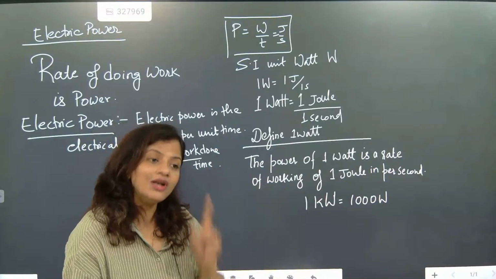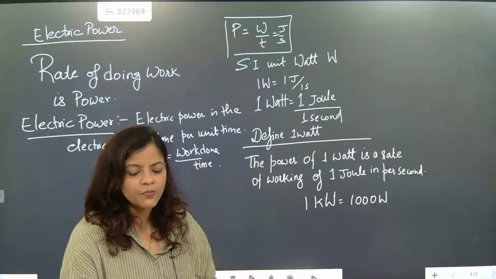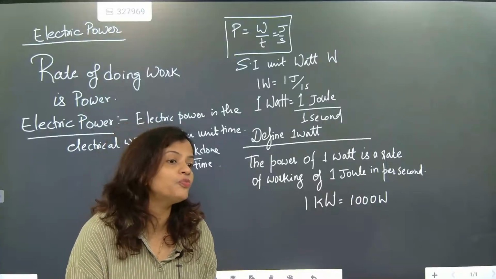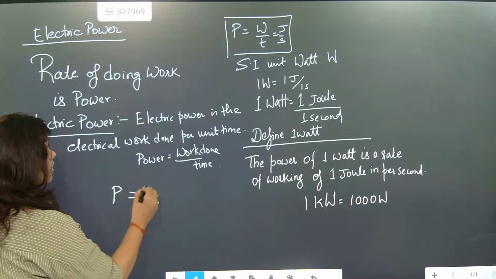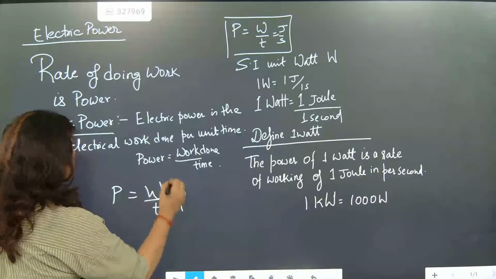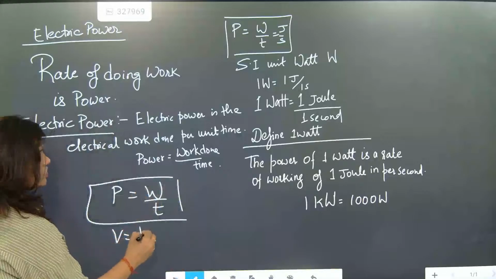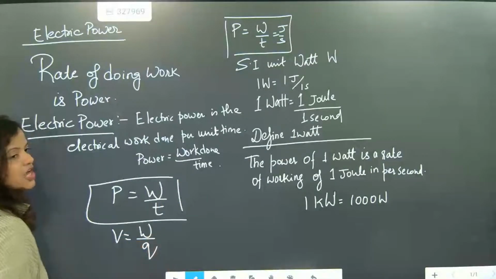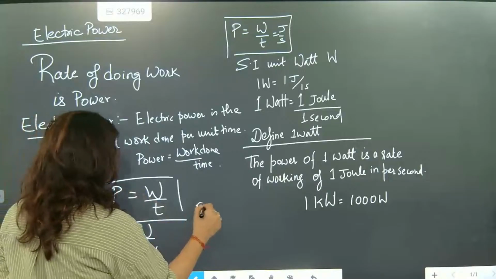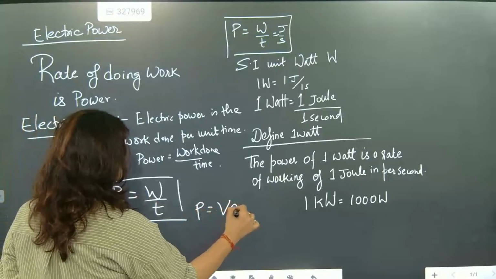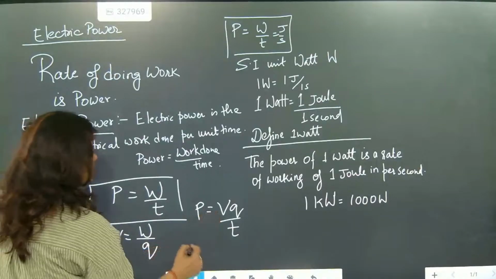It's not only potential difference. What is the formula for power? Power is equal to work done by time. This is one factor. Correct? Now what is potential difference? Potential difference is equal to work done by amount of charge. Correct? So what will be power? Power can be written as VQ by T. Now V is equal to IR.